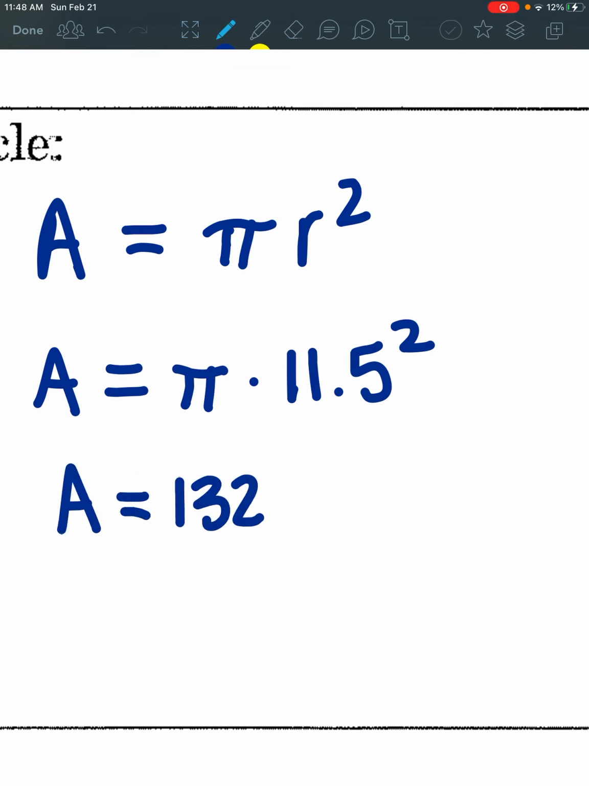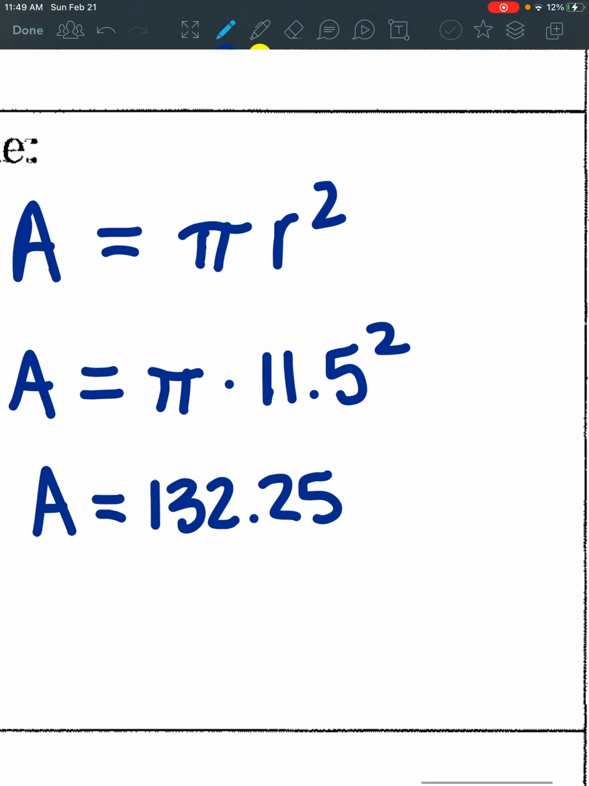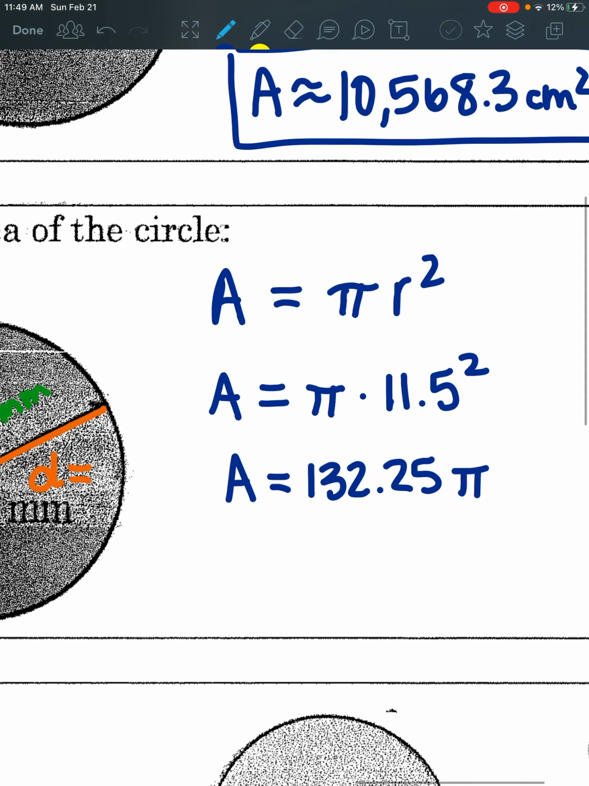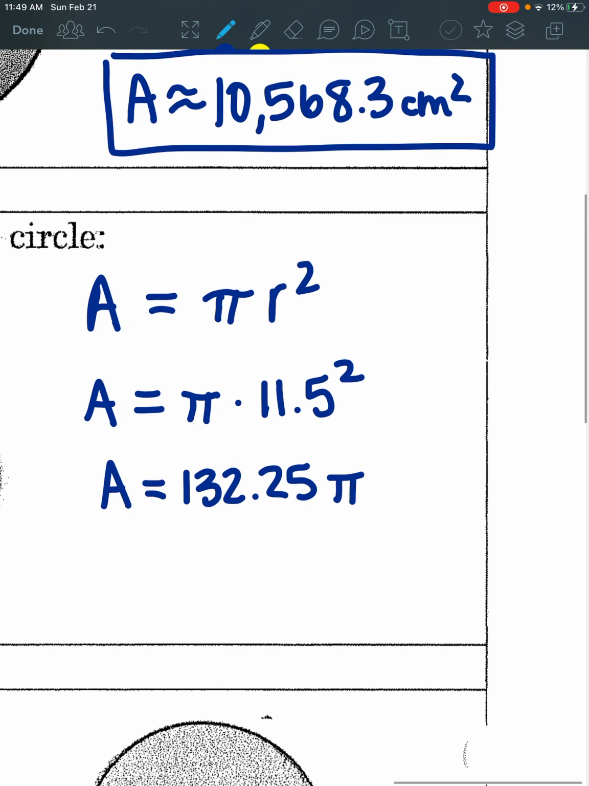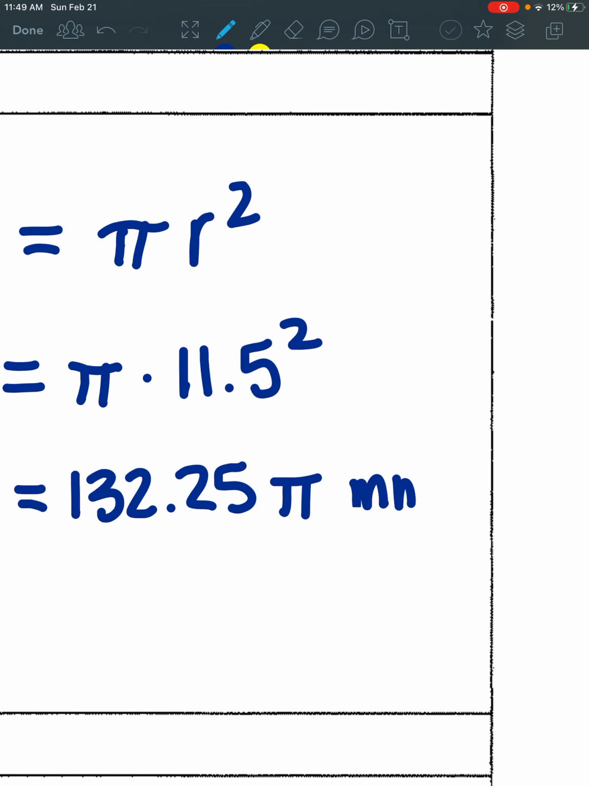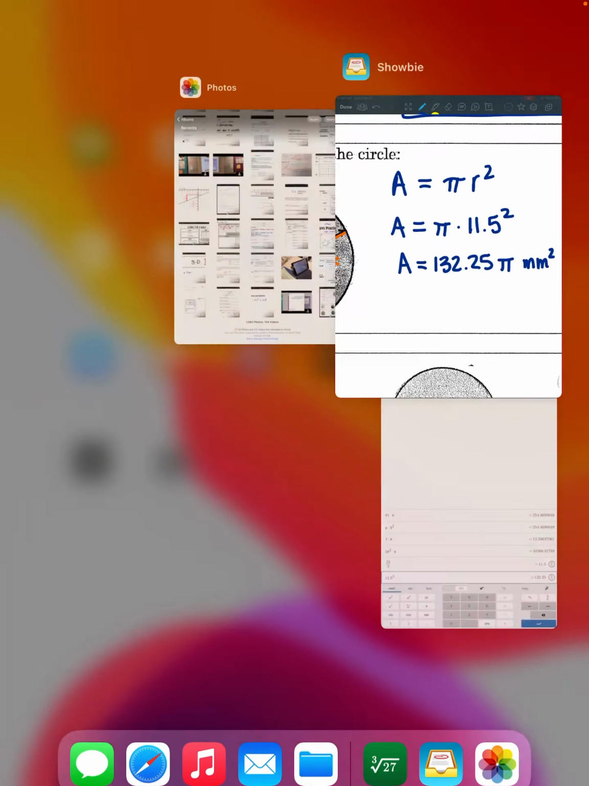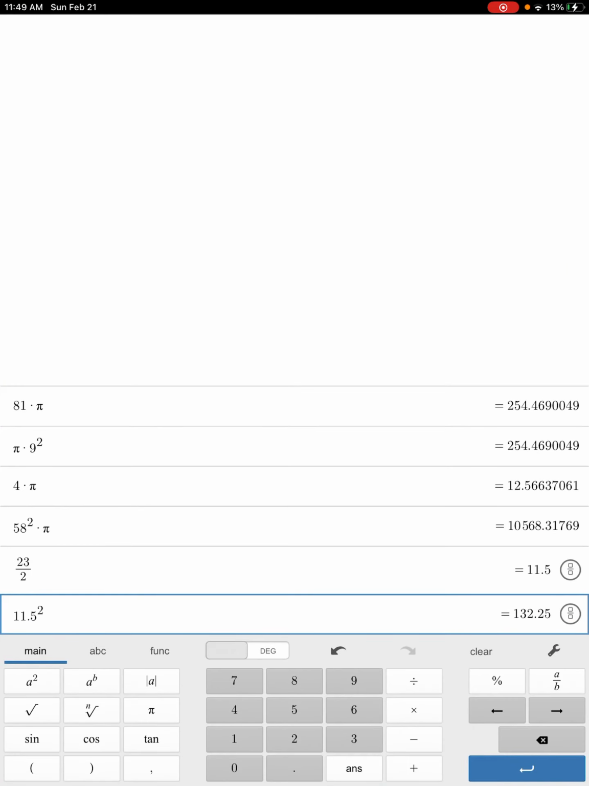So 132.25, and you could round up to 0.3. Since it terminates, it ends, I'm going to actually write out the full number there. And then we have millimeters squared. That is our exact area. And then last step, we will actually multiply it by the pi button. So I'm going to keep that in there and just do times pi.